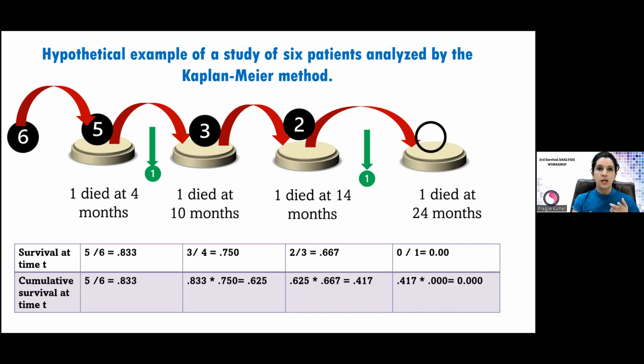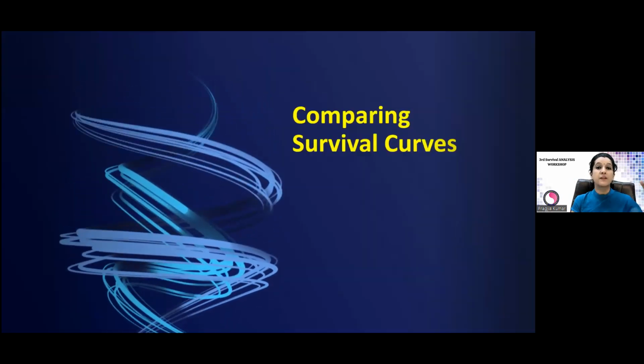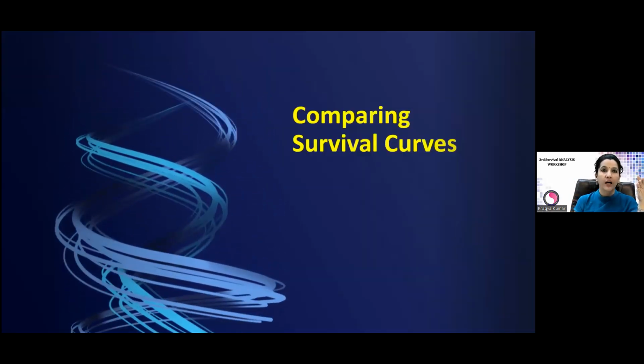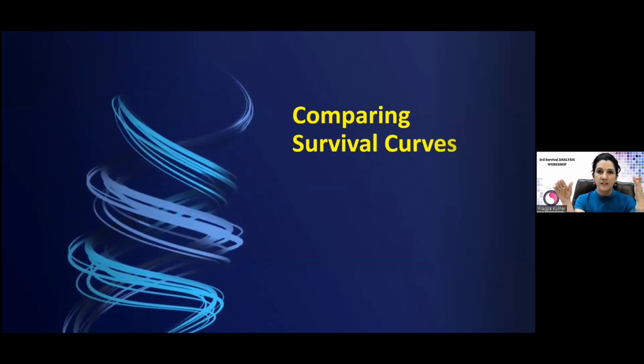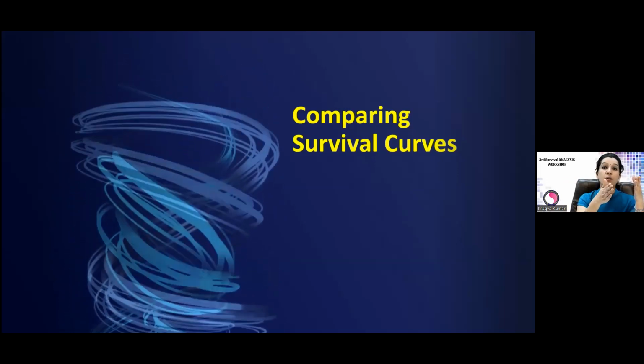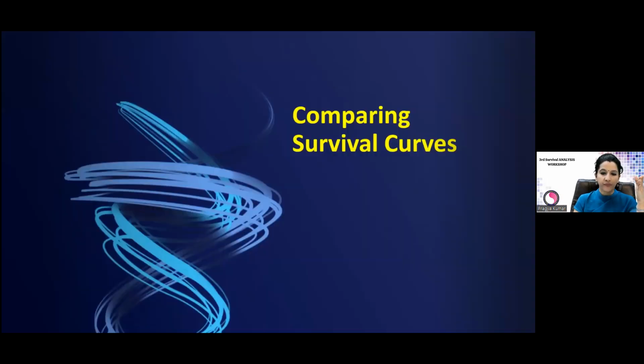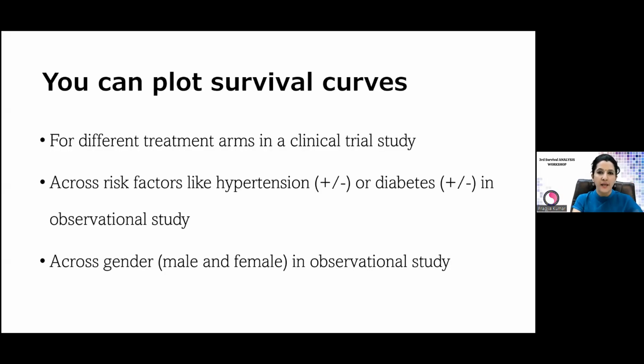Remember this formula: the survival function S(t) is a product of all the probabilities like P1, P2, P3 and P4. That's how we keep on multiplying this probability with this one, then 0.625 with this one, and so on. And this we plot over a graph, on the x-axis we take the time, on the y-axis we plot the cumulative survival. So now, how do we compare the survival curve?